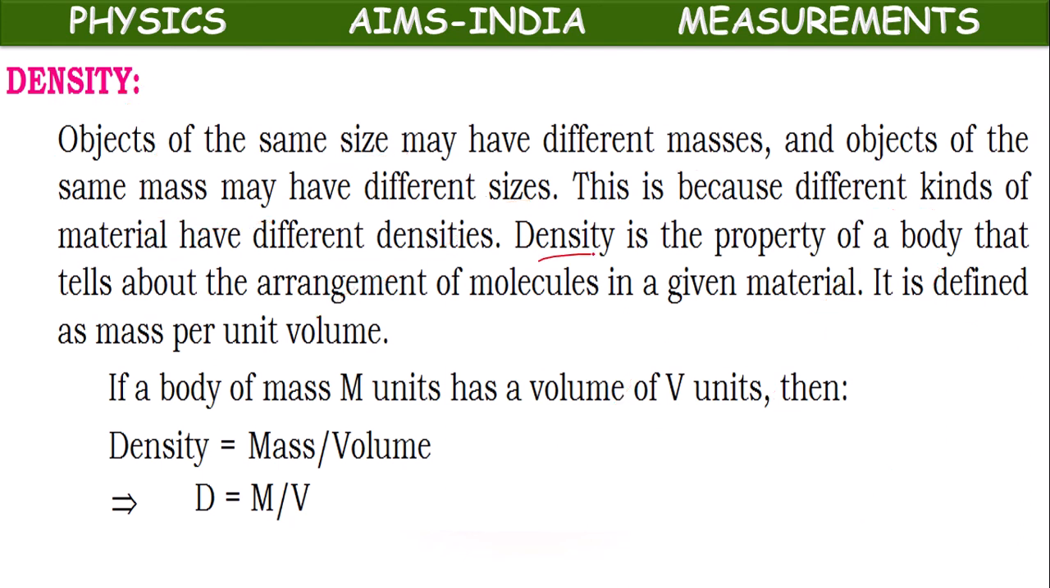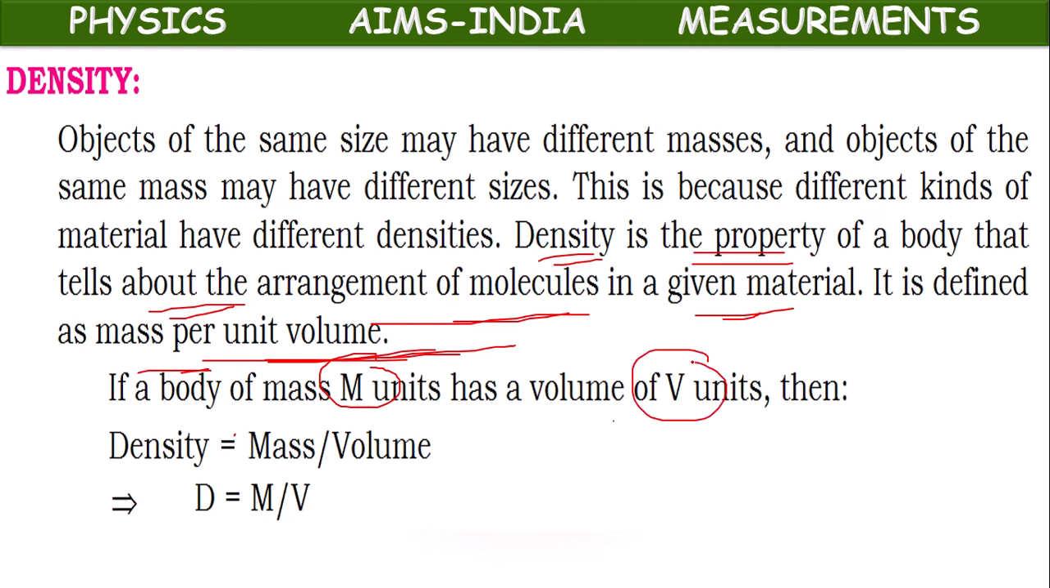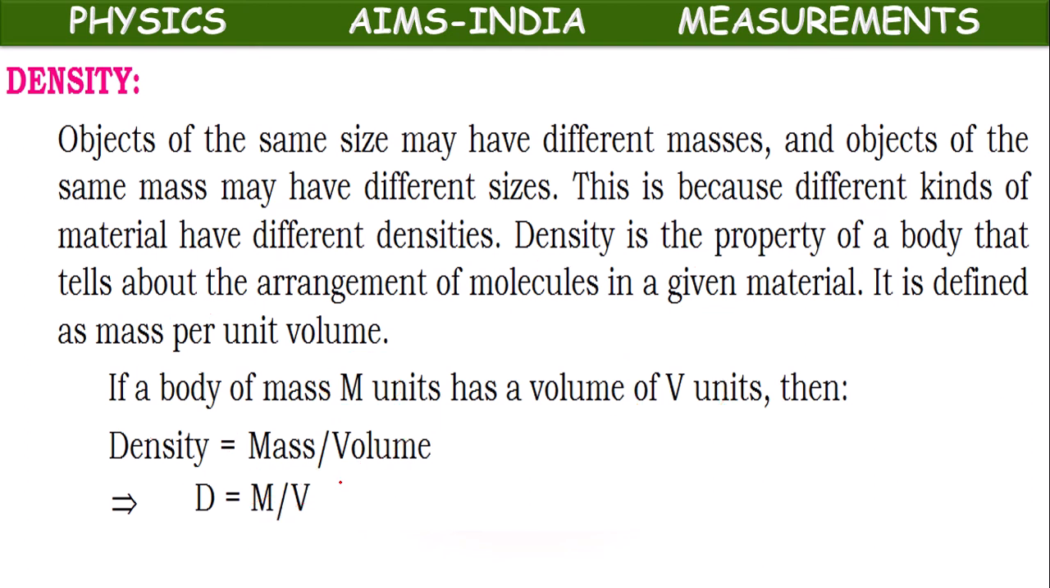So density is a property of a body that tells about the arrangement of molecules in a given material, or mass per unit volume is called density. If a body's mass is m and its volume is v, then density equals mass by volume, d = m/v. This is the formula for density.